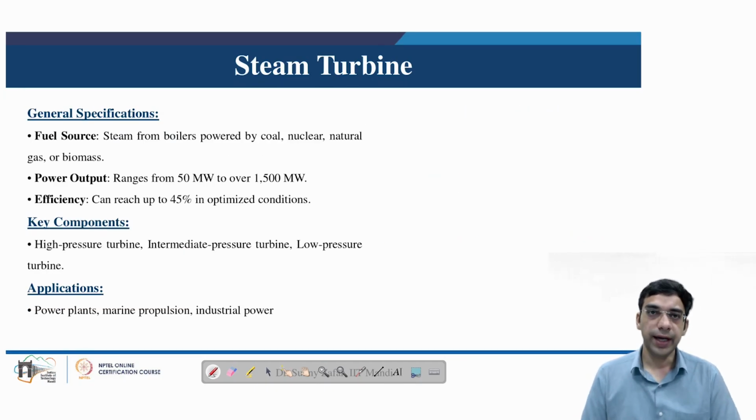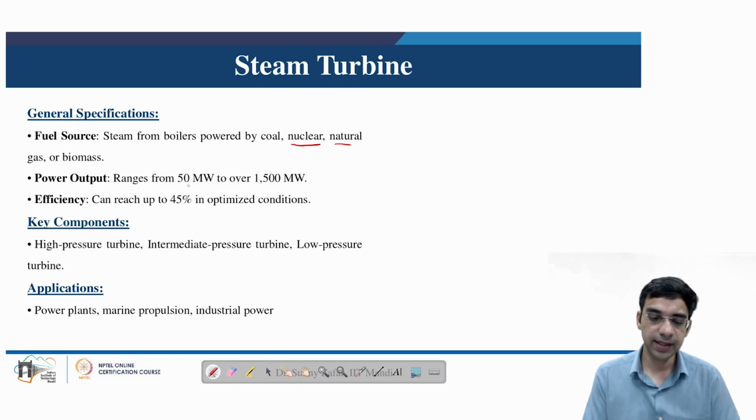So next we look at general specifications of steam turbine. Steam turbines are also very popular in modern energy systems, as they are used in thermal power plants. They are also used in nuclear based power plants. They are also used in power plants where heat is generated by combusting natural gas, and subsequently the heat of combustion is used to generate superheated or ultra superheated steam.